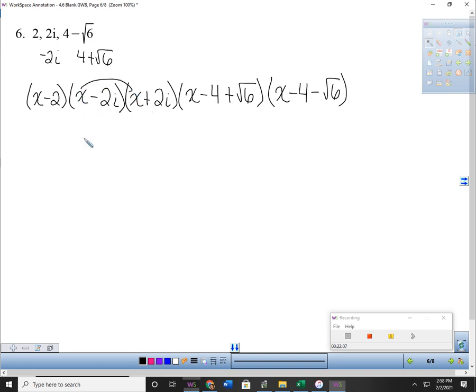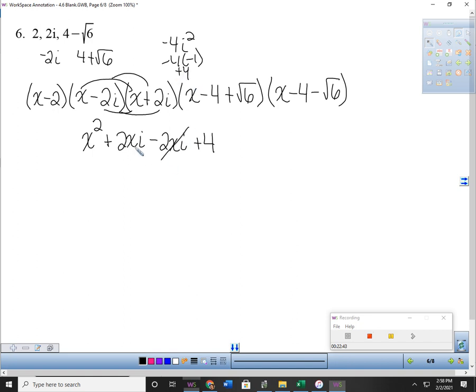We have x times x, which gives me the x squared. X times 2i is 2xi. Negative 2i times x is negative 2xi. And negative 2i times positive 2i is negative 4i squared, which is just going to make this positive 4, right? Now, if you have to go through the whole thing to make sense to yourself, that's not a problem.